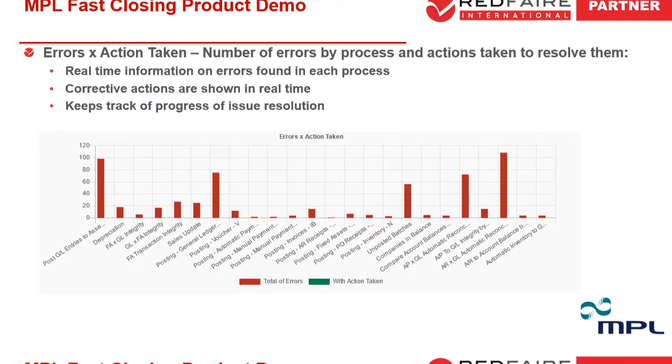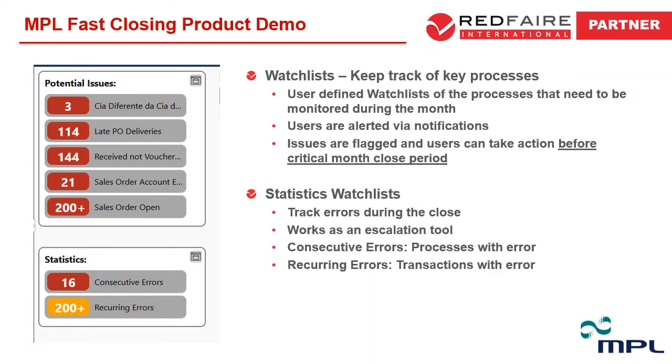On the left side of the dashboard, you have your watch lists. On the top section of that, you have the general watch lists that are defined by the business based on the processes that are critical and need to be monitored during the month. Users are then notified of any potential issues and can deal with them during the month and not leave them for the critical period of the month close.